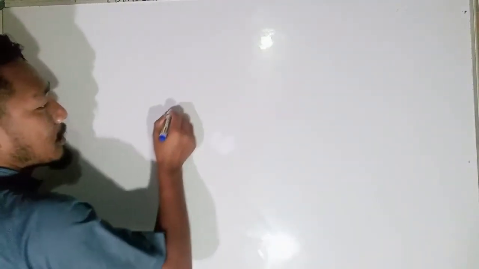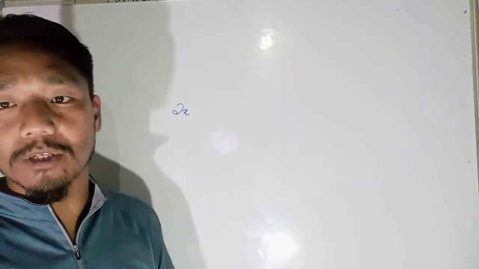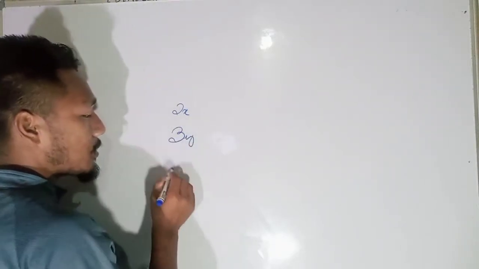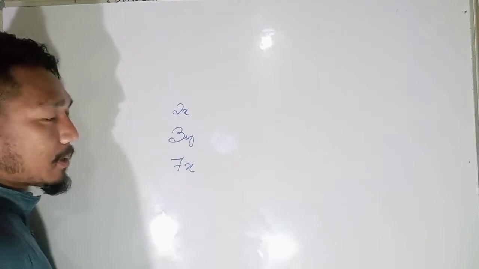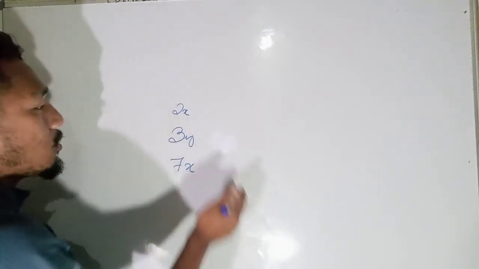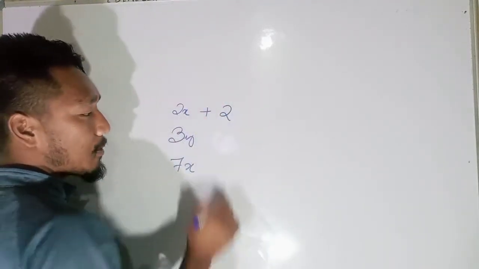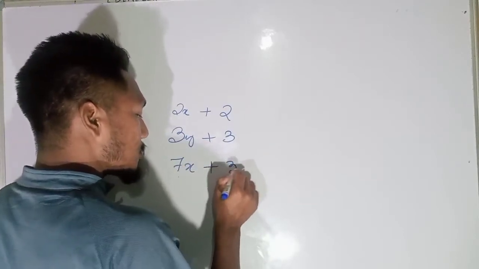Now you see, is this an algebraic expression? Yes, this is an algebraic expression. 2x is an algebraic expression. 3y is an algebraic expression. 7x is an algebraic expression. Am I right? Why? Because the numbers have been combined by the multiplication sign. And numbers again being combined. This is also an algebraic expression.